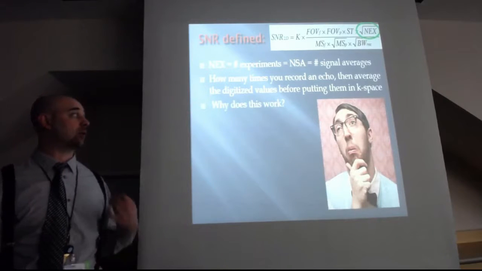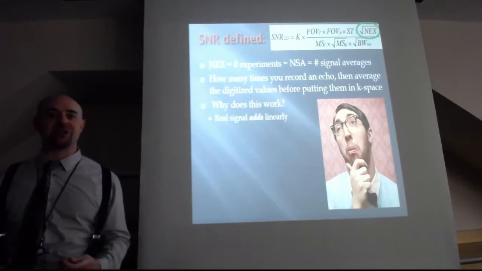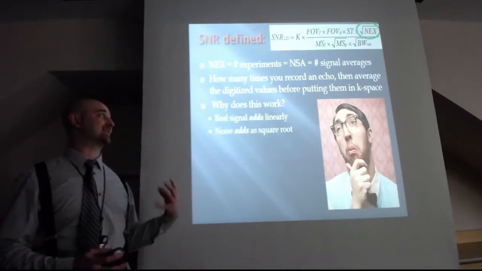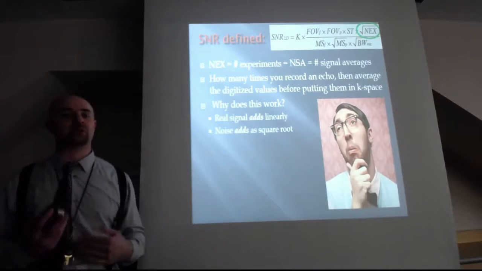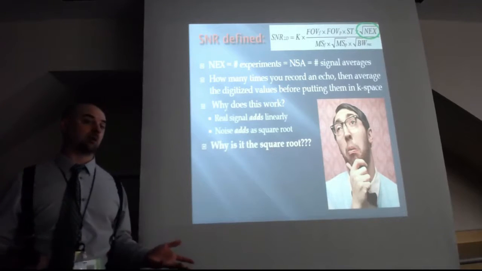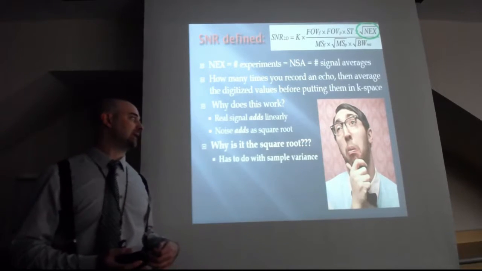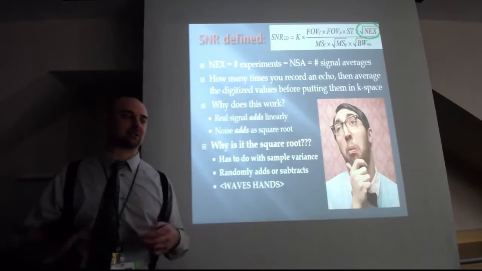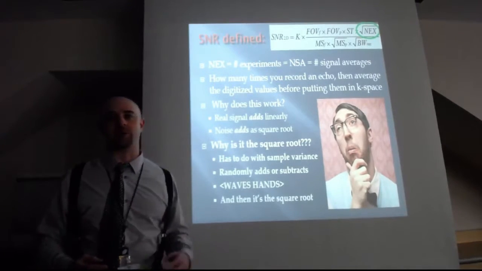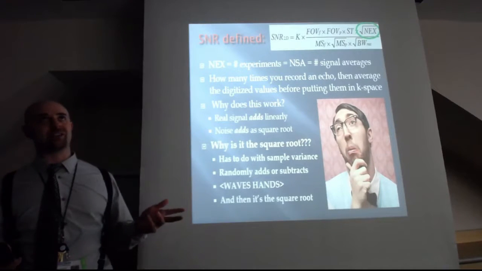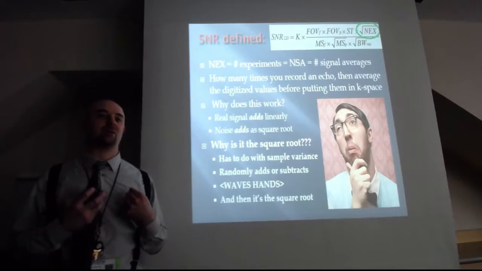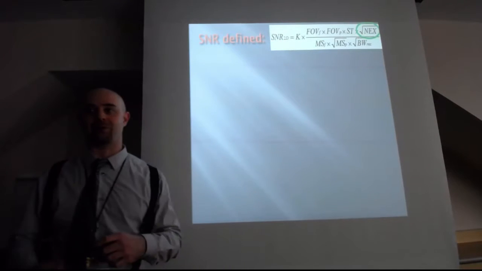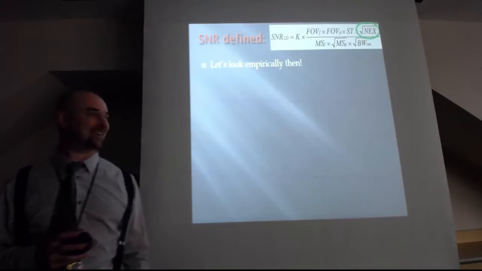Okay? Now, why does this work? Well, when you measure the echo multiple times, the real signal adds linearly, and the noise adds to itself as the square root. Why does the noise add as the square root? It has to do with the sampling variance, because sometimes it's positive and negative, and it can cancel itself out, and it's the square root. So that's basically the hand-waving way of saying I don't feel like showing you the mathematical proof of this, because you would definitely fall asleep. I'm already seeing yawns out there.